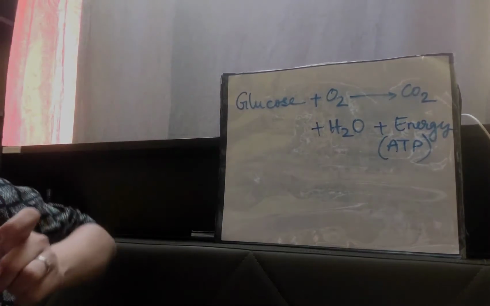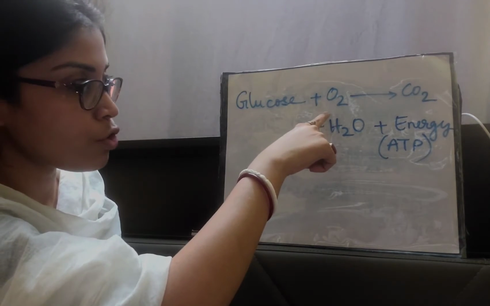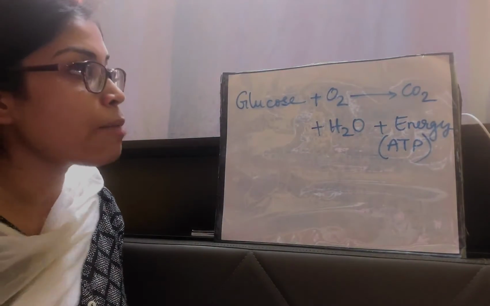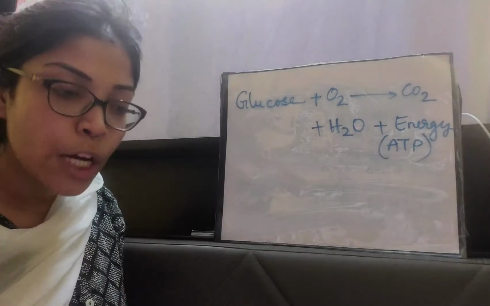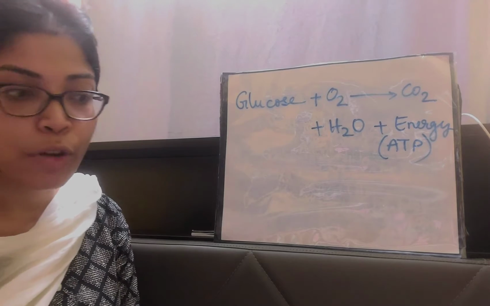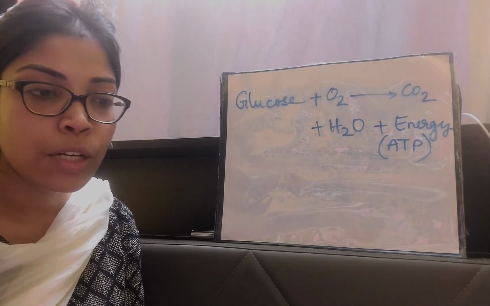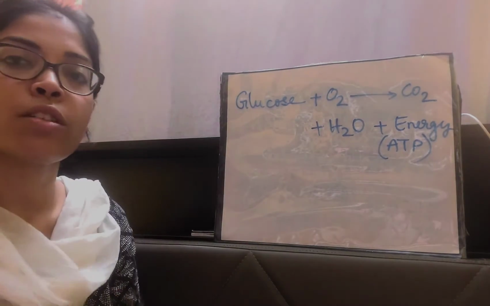Okay, so glucose, when it comes in the presence of oxygen, undergoes the process of respiration and produces carbon dioxide, water, and energy in the form of ATP. Now you will ask me, where is this oxygen coming from? Plants produce oxygen, they give out oxygen during photosynthesis, which means oxygen is one of the products of the process of photosynthesis.